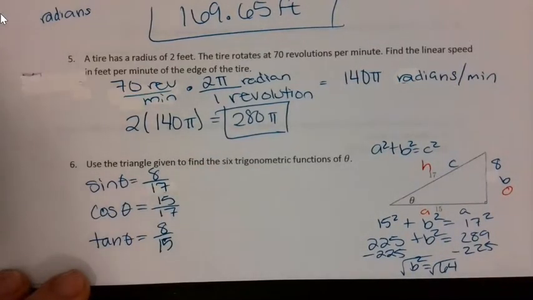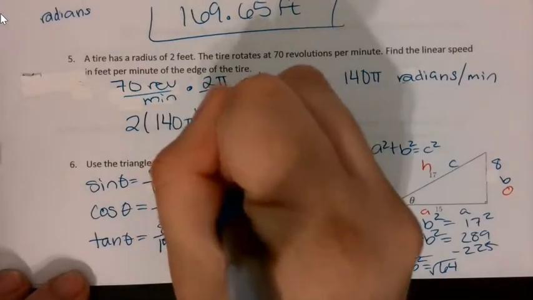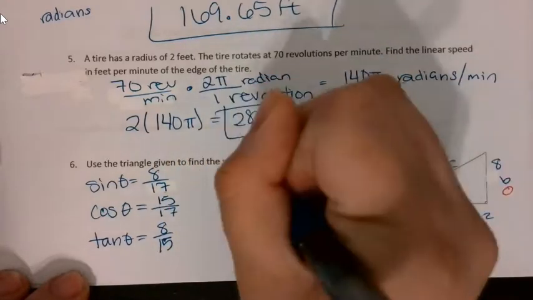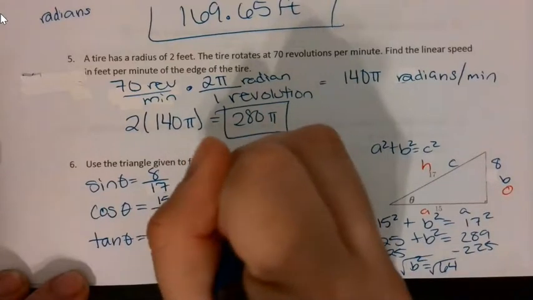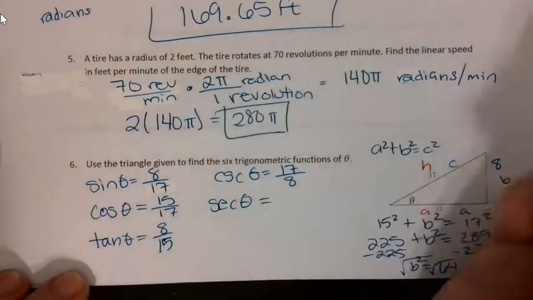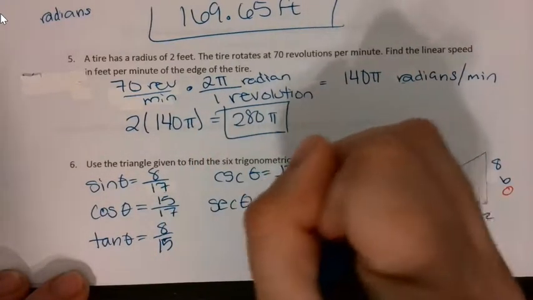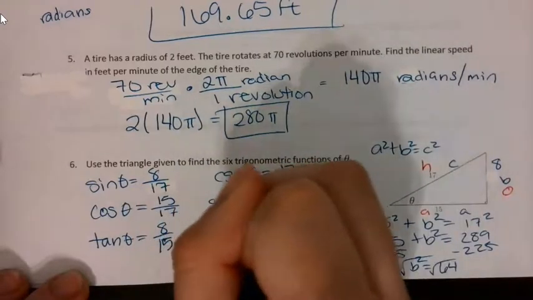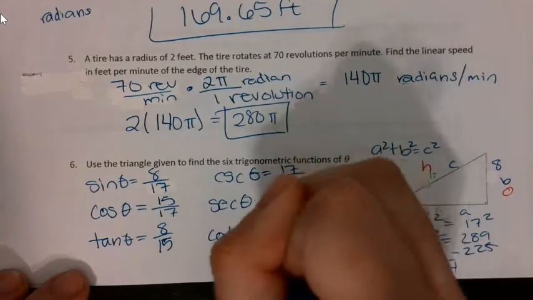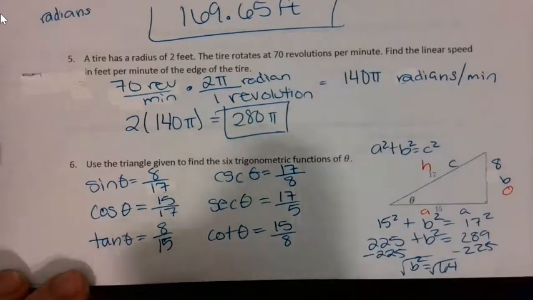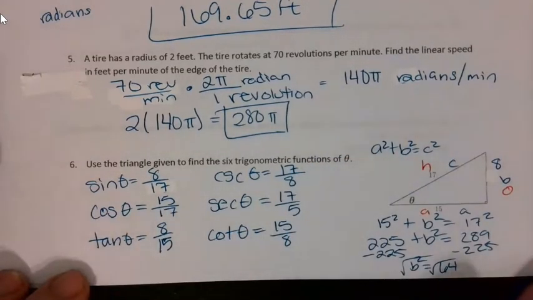Then we also have our 3 reciprocal functions. I have cosecant, which takes sine and flips it, so I'm going to have 17 over 8. I have secant, which flips cosine, and I'm going to have 17 over 15. And then I have cotangent, which flips tangent and turns it into 15 over 8. These are my 6 answers for this question.